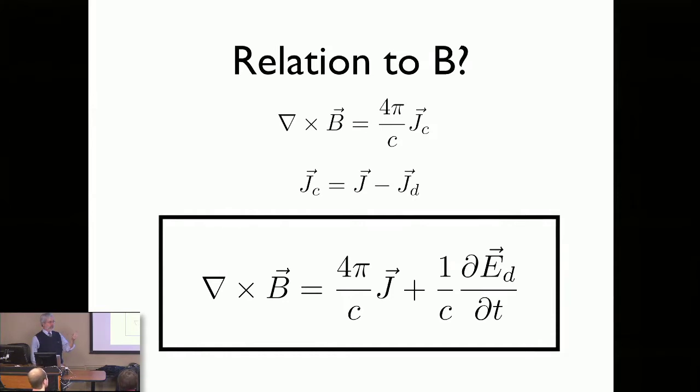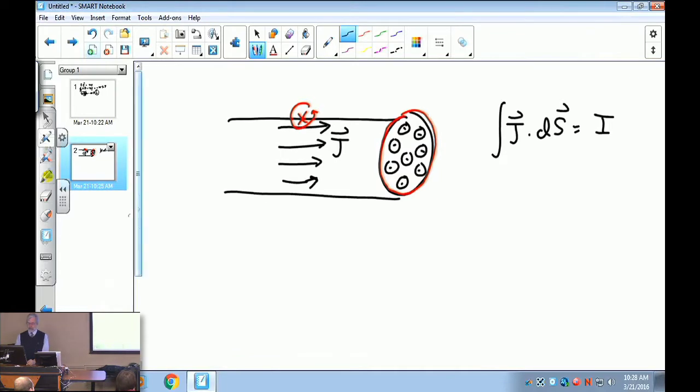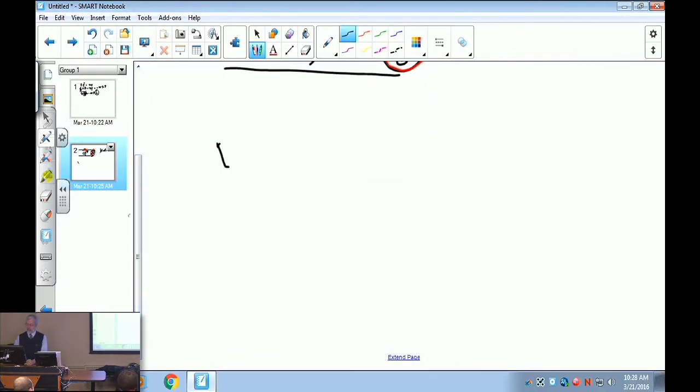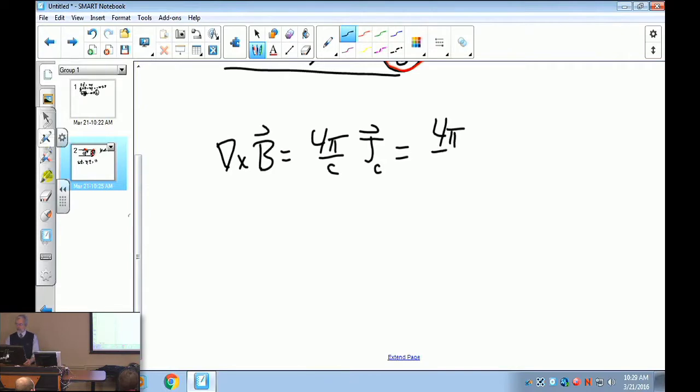But you see that the total J is a superposition, a sum of JC and JD. So I can replace the JC on the right by subtracting off JD. That's the trick here, and it's an interesting idea. So let's go over that again so you can see exactly what's going on. We should properly have on the right-hand side of this equation JC only. But he wants to write this in terms of a total J. So if we do that, then we have to subtract off the diverging part of J.